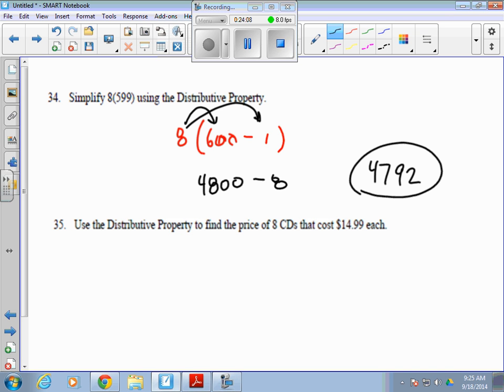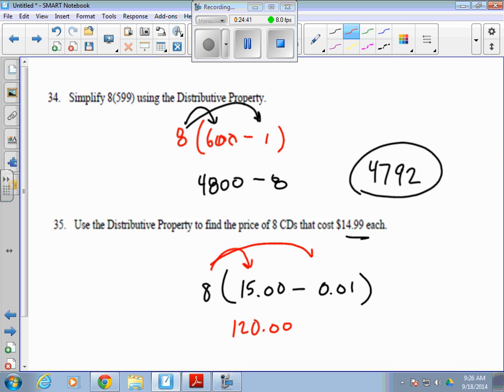4,792. And you're going to do the same thing with number 35. It says use the distributive property to find the price of 8 CDs at $14.99 each. Again, $14.99 is the same thing as $15 minus 1 penny. So do 8 times 15. We know 8 times 5 is 40. And you got to carry your 4. 8 times 1 is 8. Plus 4 is 12. So 8 times 15 is 120.